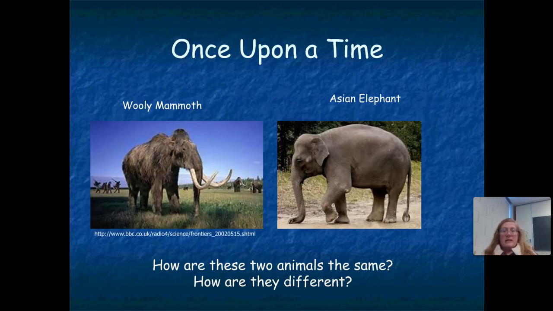Okay, now let's see what you can infer. We have the woolly mammoth on the left-hand side, the Asian elephant on the right-hand side. We know absolutely 100% that the Asian elephant is a descendant of the woolly mammoth. What can we say about what the woolly mammoth's climate must have been like? Go ahead, pause the video, think about it a little bit, maybe jot down a couple things.